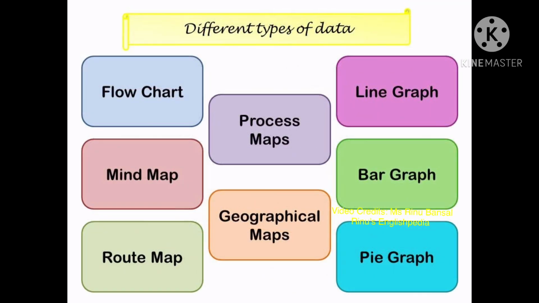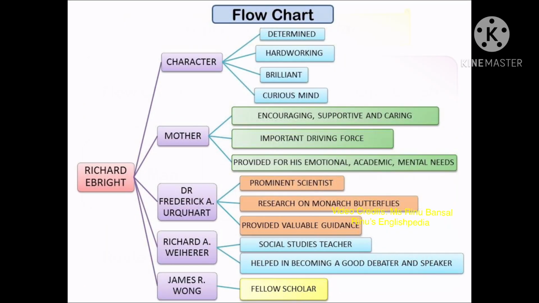Now, before we actually study analytical writing, we must understand what is meant by data. There are different kinds of data available like flowchart, mind map, route map, process map, geographical maps, line graph, bar graph and pie graph. But normally in your 10th standard exams, you will be generally asked questions based on either line graph, bar graph or pie graph.